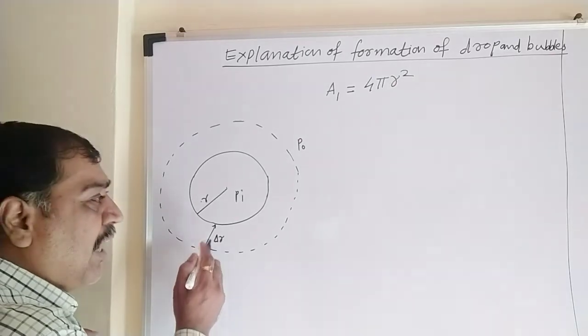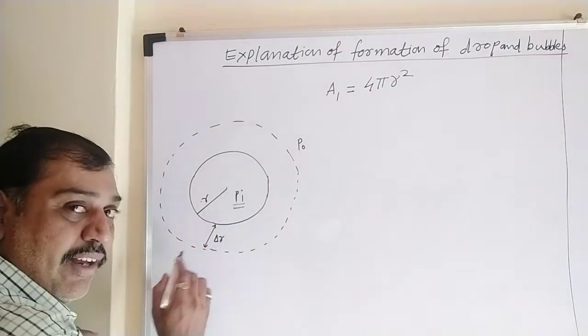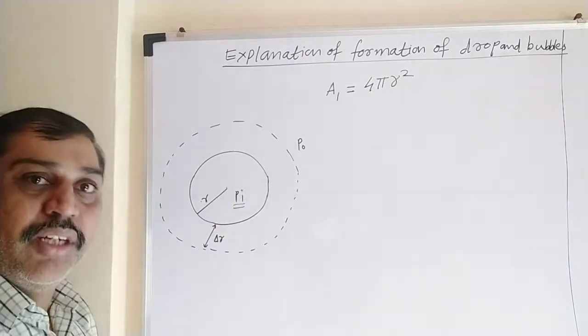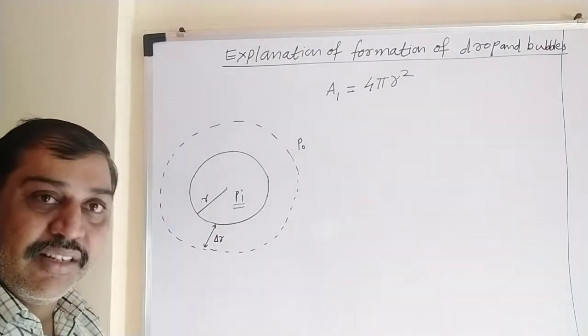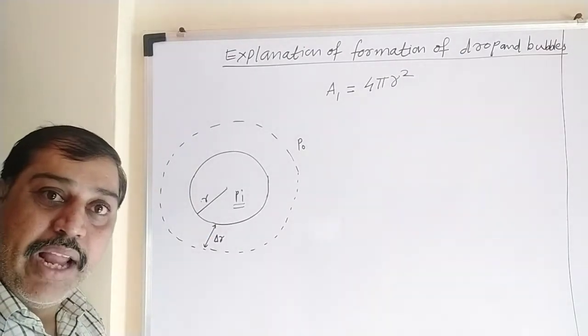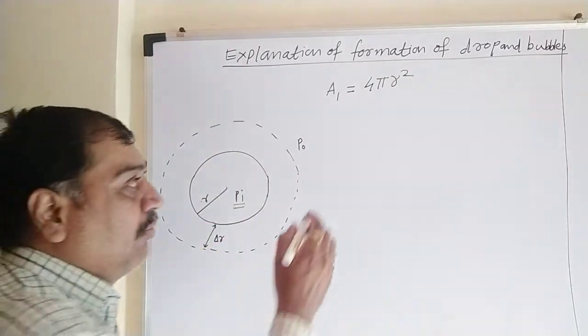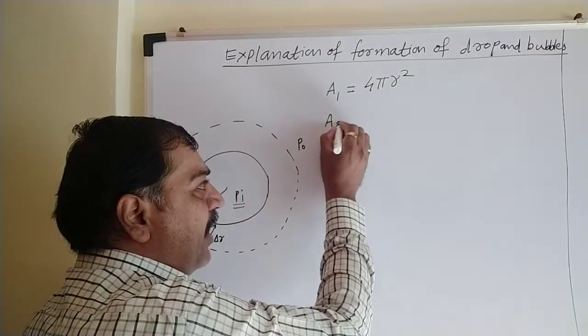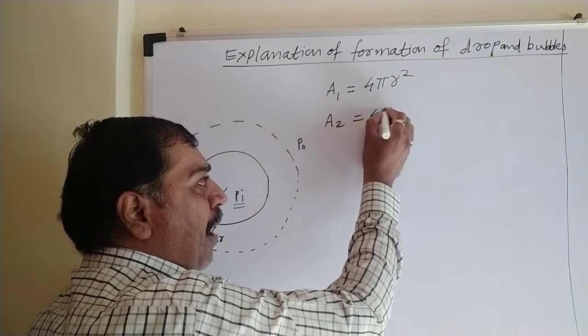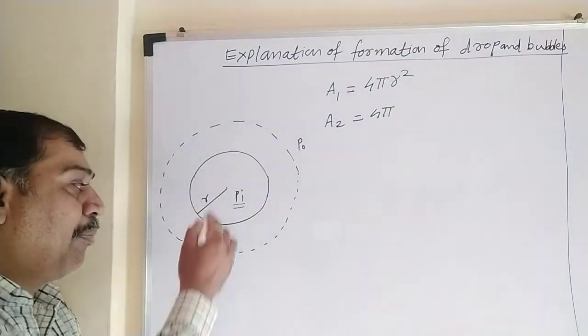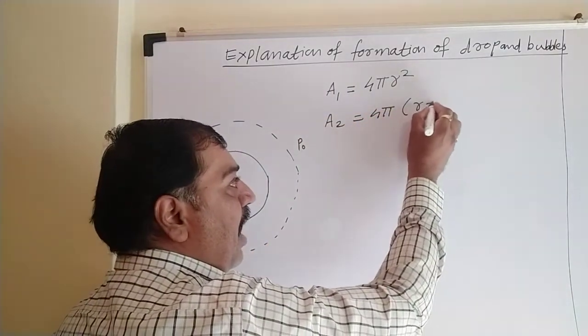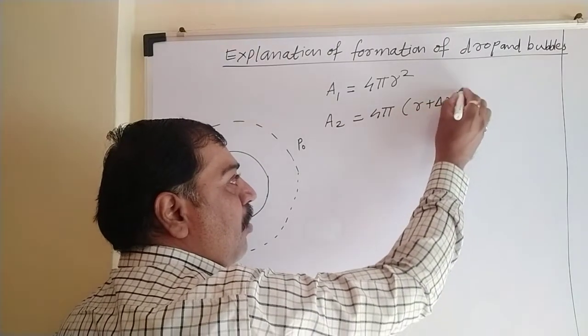Delta r is so small that it does not affect the pressure inside much. The inside pressure is almost constant, because delta r is so small. Now let's find out the area when we blow the drop by some pressure. Suppose that area is A2, equal to 4 pi, and now r is r plus delta r, so we can write r plus delta r whole square.